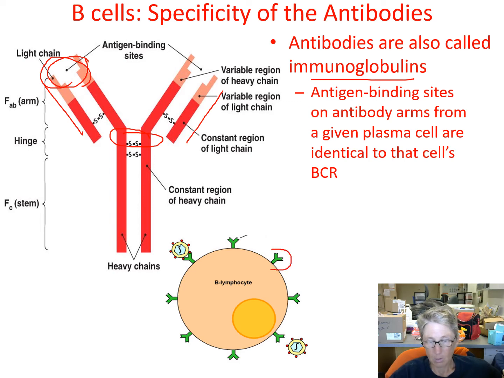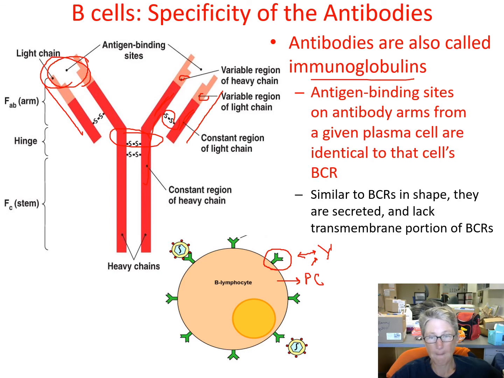So this is the B cell receptor. When it got activated, it turned into a plasma cell. That plasma cell started making antibodies that were identical to that B cell receptor. And then there's other parts of these antibodies, like the variable region of the light chain, the variable region of the heavy chain, the constant region of the light chain, the constant region of the heavy chain here. And then these S's are disulfide bonds that hold the antibody together.